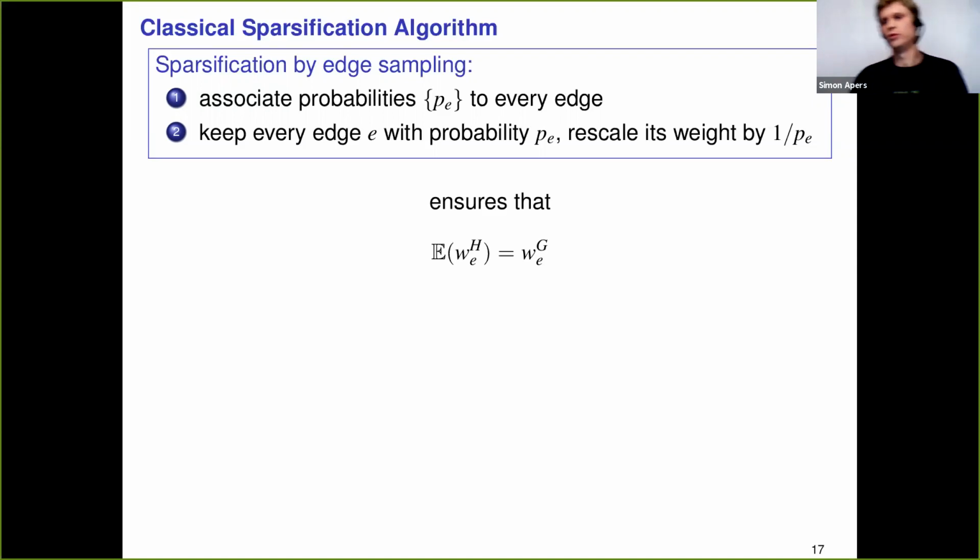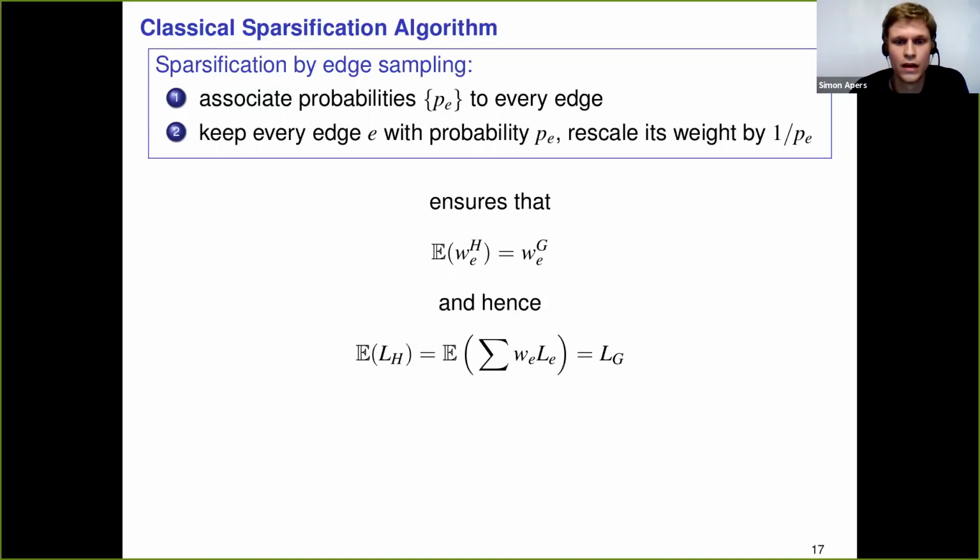Now, why do we do this weight rescaling? Basically, it ensures that the expected weight of a single edge in the sparsifier H equals the expected weight in G. And by linearity, this implies that the Laplacian, which I mentioned is just a weighted sum of edge Laplacians, equals the original Laplacian, right? So that's fine, we fixed that.